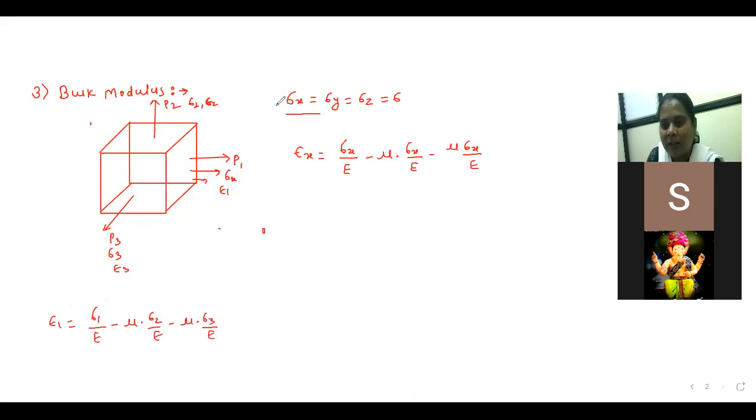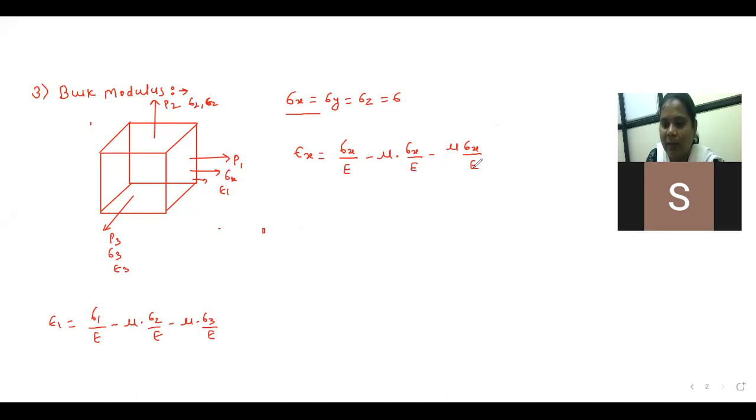But here one assumption is there: the stress along any plane or any direction is the same. That's why instead of sigma 2, I have written sigma x, and instead of sigma 3, I have written sigma x. So epsilon x, the strain along the x direction, equals sigma x upon E minus mu into sigma x upon E minus mu into sigma x upon E. Now we will take one term common. Which term will we take common from that equation?